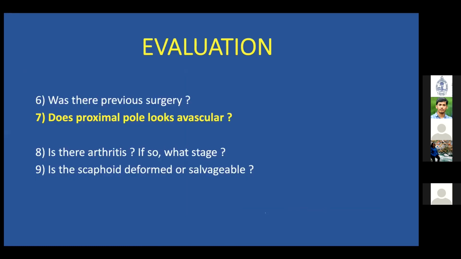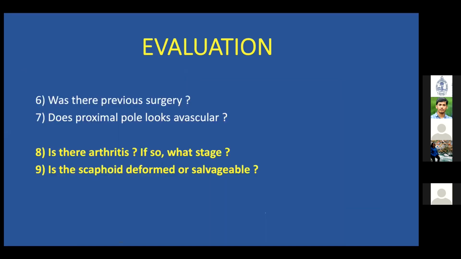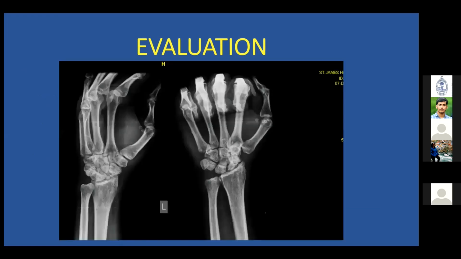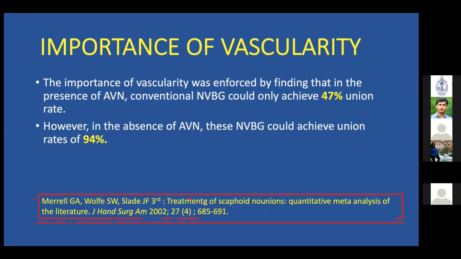So the next question is, does the proximal pole look avascular? In this X-ray, you can see that it does look avascular, but you should always remember it is very difficult to comment based on an X-ray. So last, is there arthritis? If so, what stage? And is the scaphoid deformed or salvageable? So you can see that there is a deformity of the scaphoid. It's actually deformed, and you can see there is a radioscaphoid arthritis also. I'll come later to the vascularity part.